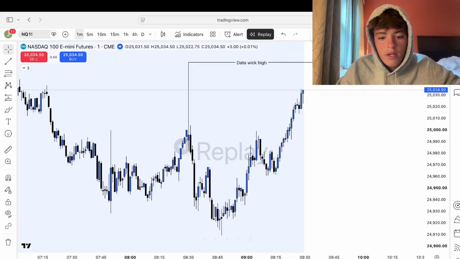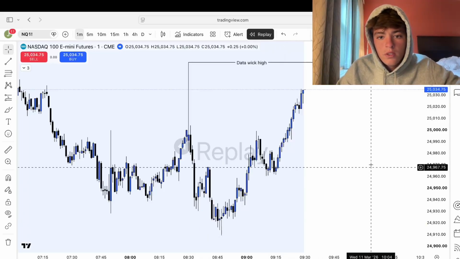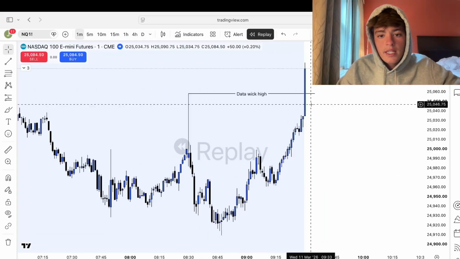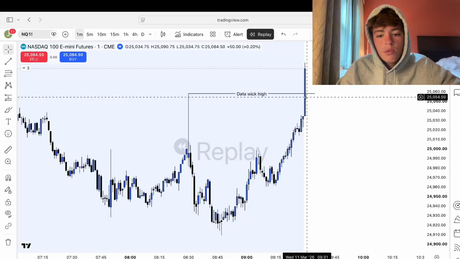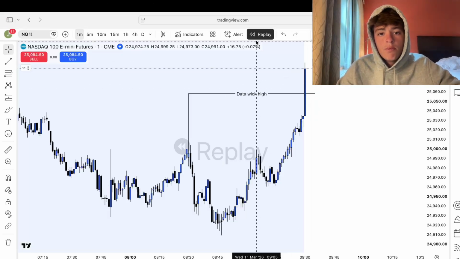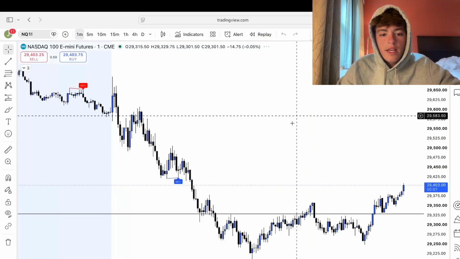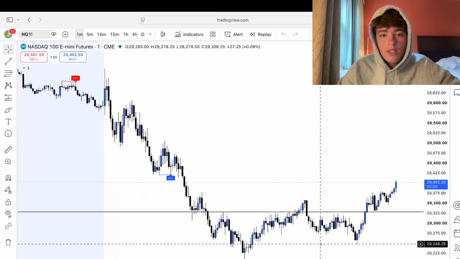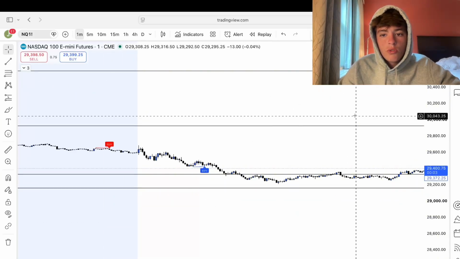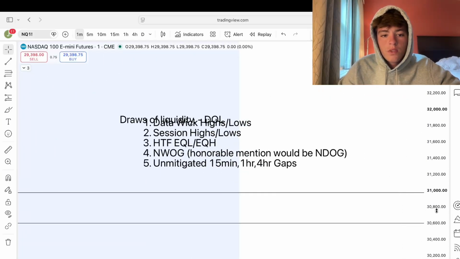So now let's go ahead and just play one candle. As you can see, the next candle took it. That's how easy it is. Obviously, you wouldn't have been in a trade as that was the open, but you get the point. Data wick high, that is the best draw. Data wick low, same thing. Those are the best draws you're going to get within the market.